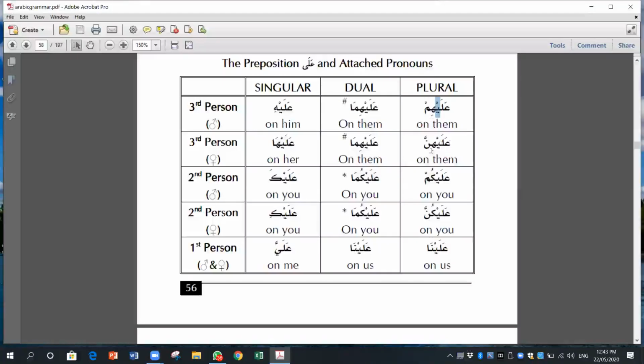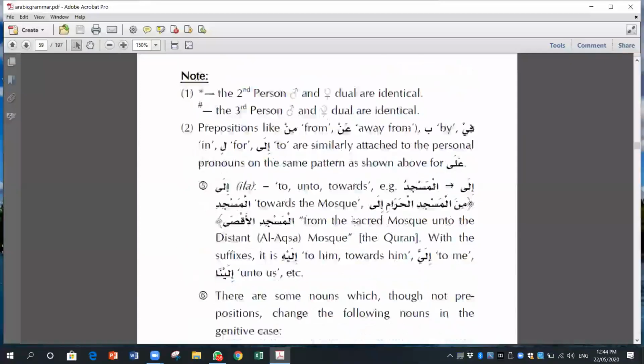Same way, alayhinna. Actually, it is hunna, but it is alayhinna. Alayhima, like that. This is due to this ya only. So now if I ask you, just practice all these pronouns with ila. Can you say them quickly? Ilayhi, ilayhima, ilayhim, ilayha, ilayhima, ilayhinna, ilayka, ilaykuma, ilaykum, ilayki, ilaykuma, ilaykunna, ilayya, ilayna. MashaAllah, barakallahu feek. It means towards him, towards them, towards you. You understand the meanings. Okay, let's quickly go to the next.